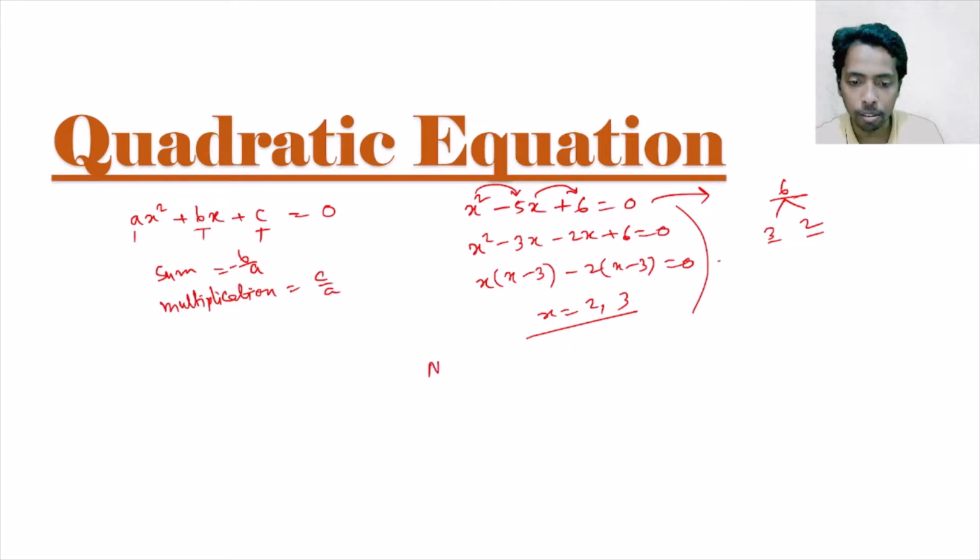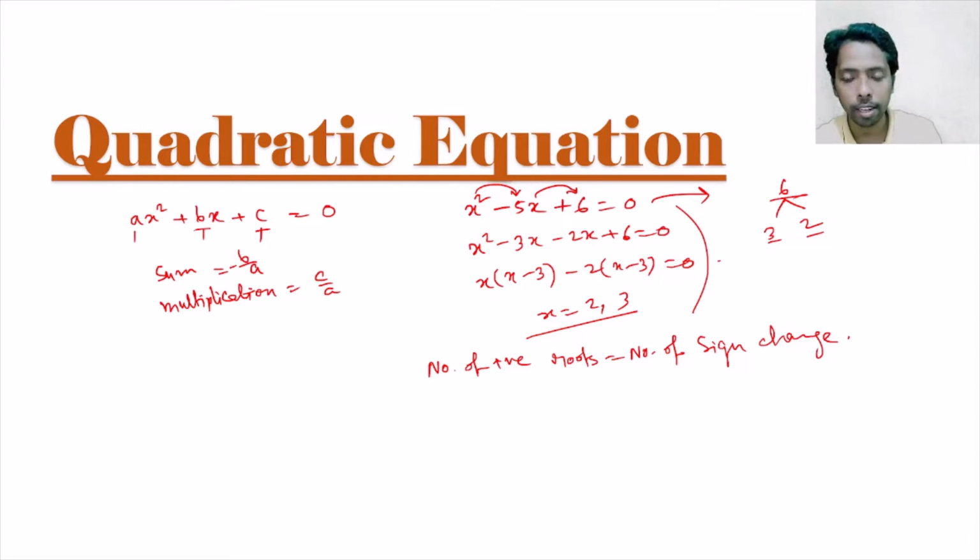As a note you can remember it, number of positive roots equals to number of sign changes, right? So how many sign changes are there? Positive to negative 1, negative to positive, again sign change, that is 2 sign changes. So obviously the number of roots would be 2 here, and number of positive roots would be 2 here.